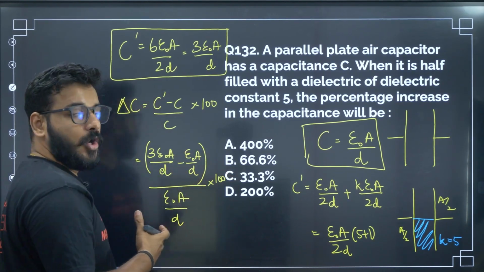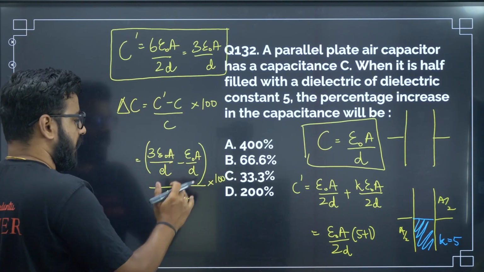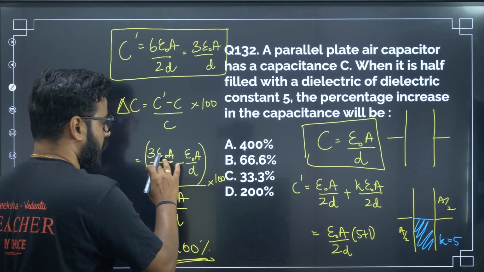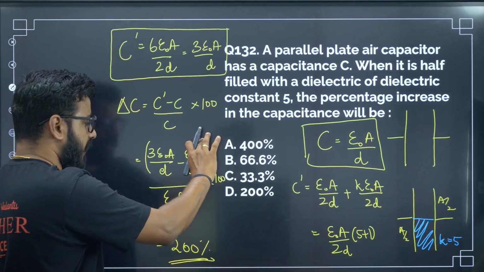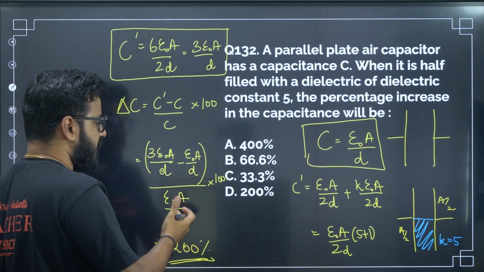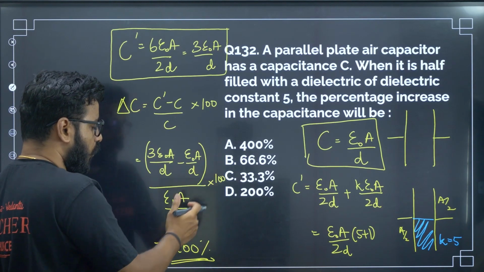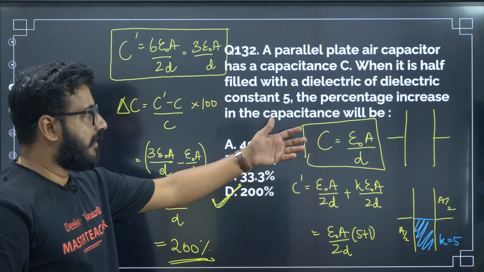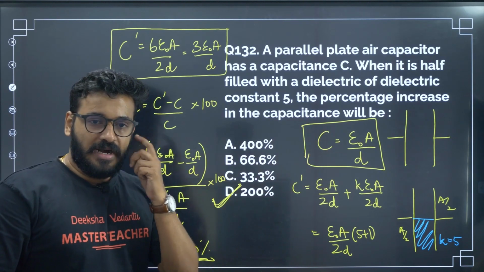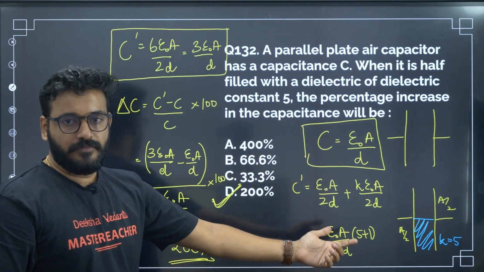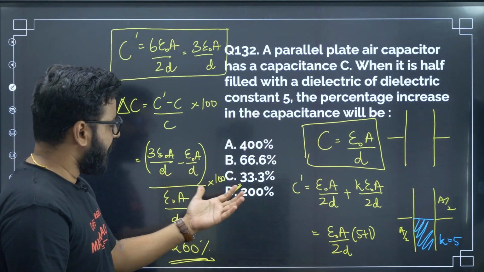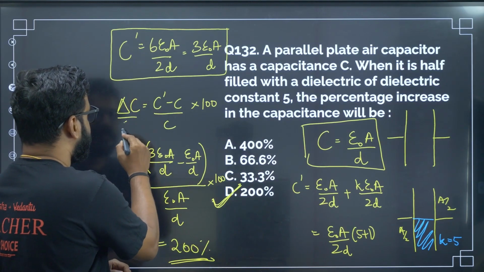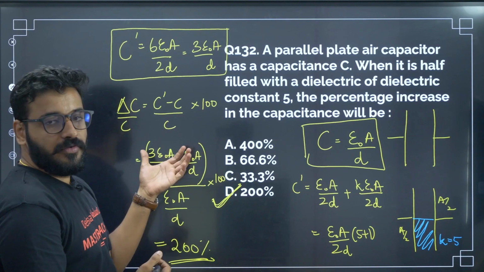Epsilon naught A by D is common in numerator and denominator, so it gets cancelled. 3 minus 1 is 2, 2 into 100, so the final answer is 200. The correct answer is 200%. So when you have a capacitor half filled with a dielectric of value 5, you will get a change of 200%. Delta C by C percentage variation can be found out like this.